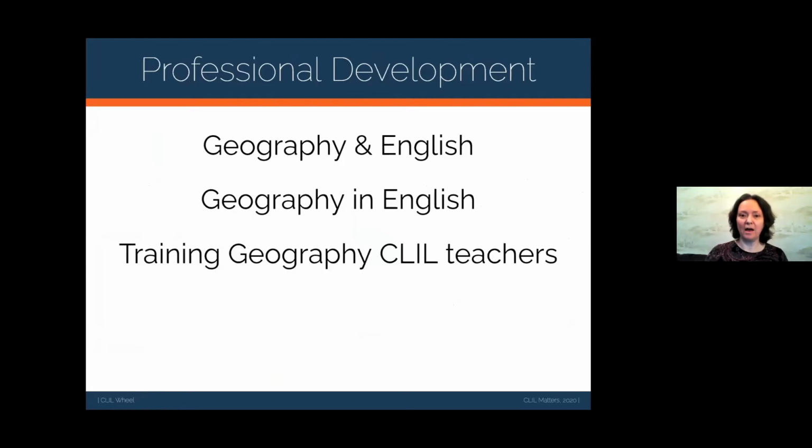And from there, I went into teacher training, and originally it was teacher training for geography teachers only. And now I'm involved in teacher training of primary teachers, secondary teachers, English teachers who are interested in CLIL, irrespectively of the subject or topic they are interested in.